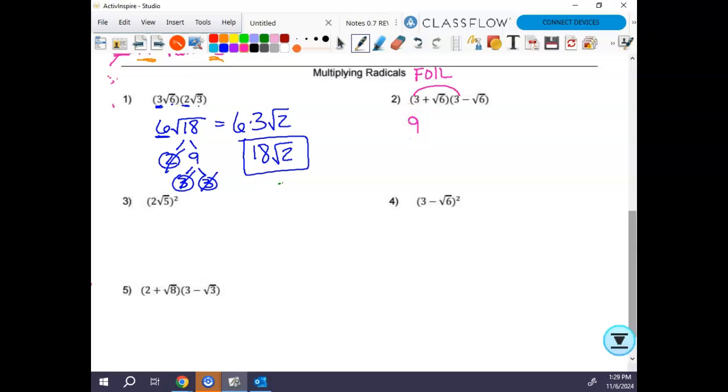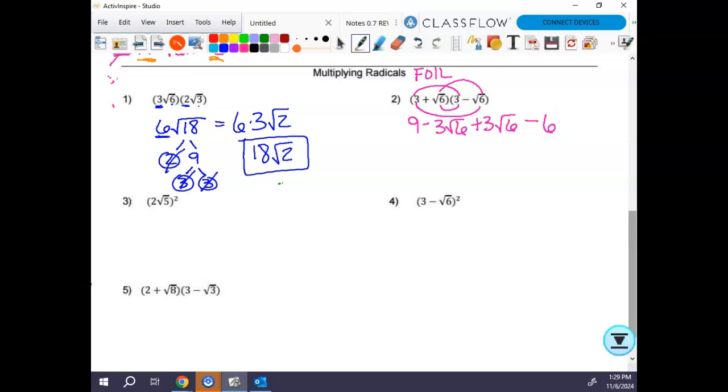Then we multiply the outside 2 together, and that gives me a negative 3 times the square root of 6, because all you can do is stick them together. Then the inside 2 together, which will give me a positive 3 square roots of 6. And then the last 2 together, first of all, this is negative, right? Because positive times negative is negative.